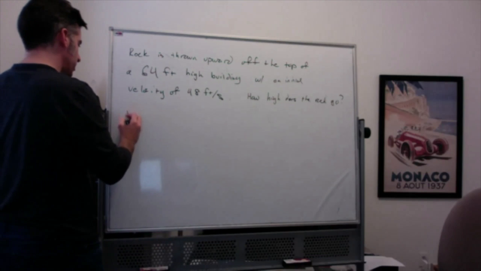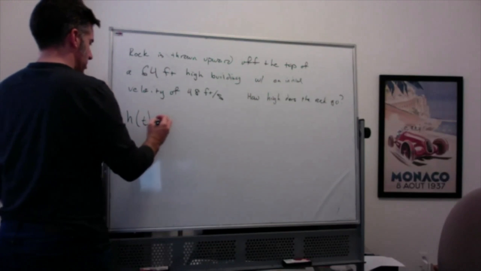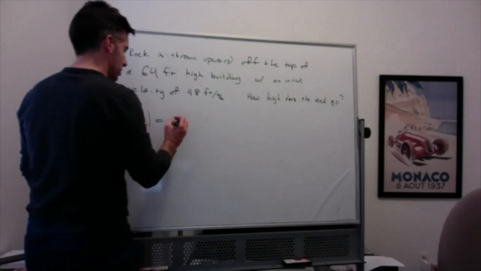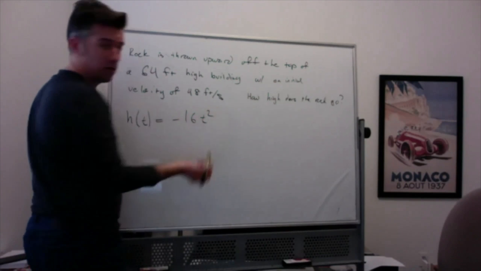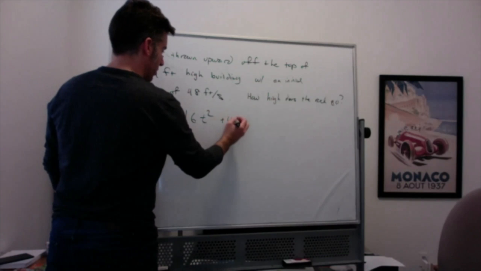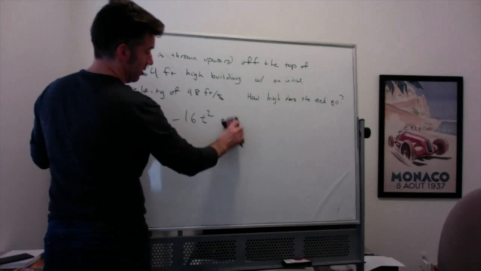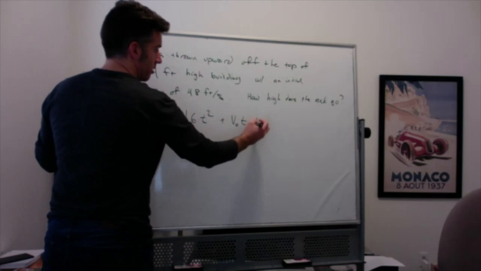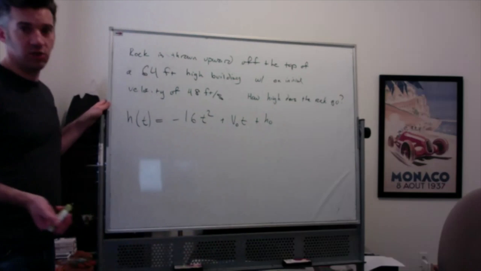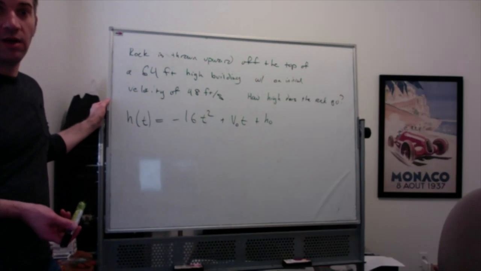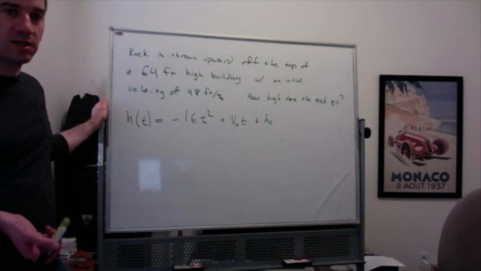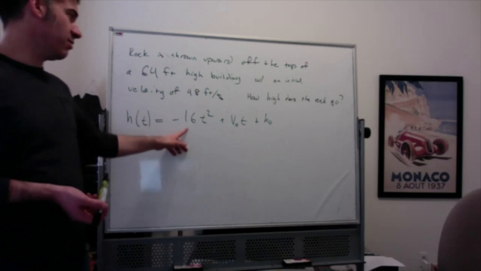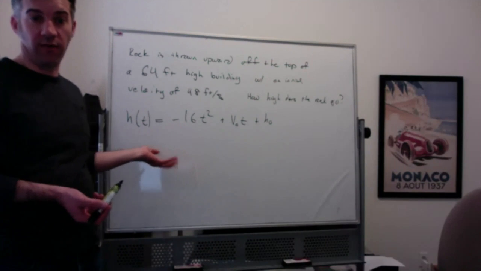So the height at time t in the US system of measurement is given by this equation: negative 16t squared plus initial velocity times time plus initial height. That is your very general position formula in the US system. If it was the metric system, instead of 16 you'd have 4.9, because that number is half the constant for gravity.